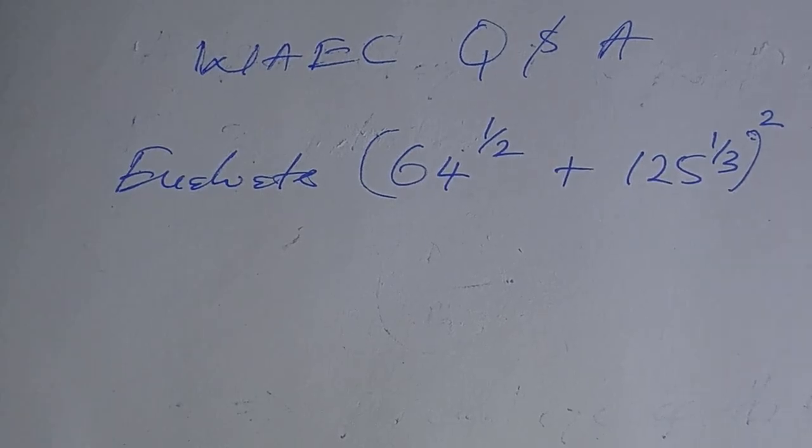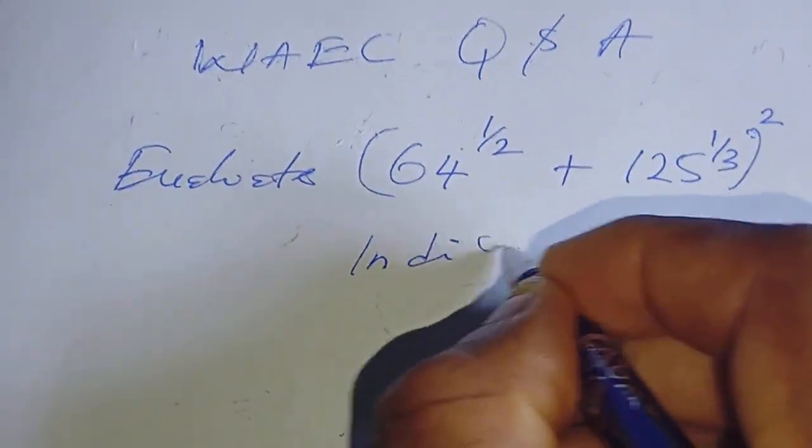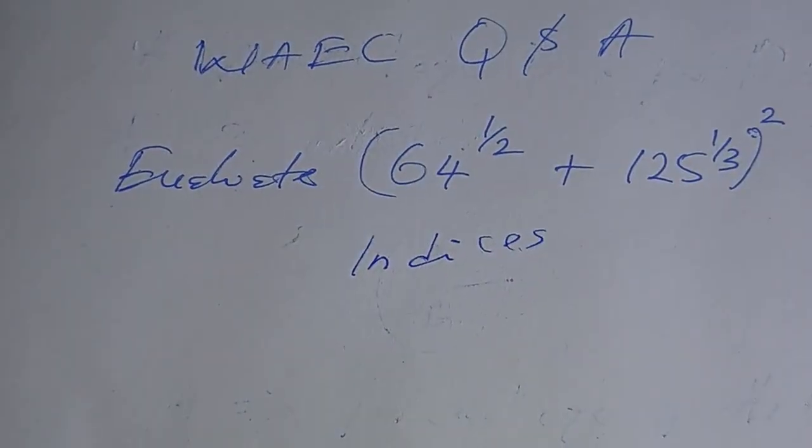Evaluate this. And when looking at it, you first identify what part of mathematics it is talking about, and that is simply indices. That's simply indices, dealing with indices. That's how you can evaluate that. Evaluate 64 raised to power 1 over 2 plus 125 raised to power 1 over 3, all of it in brackets, all squared.